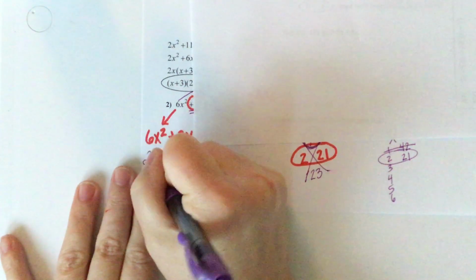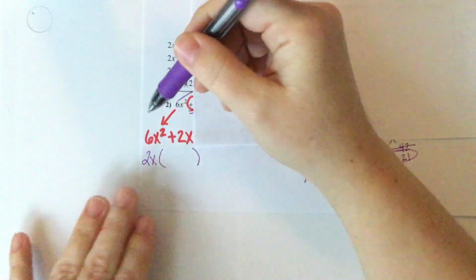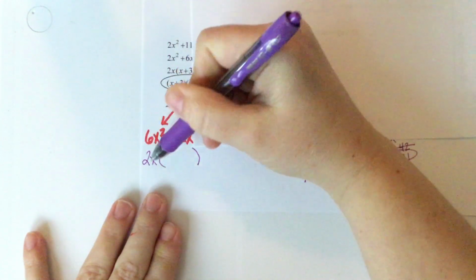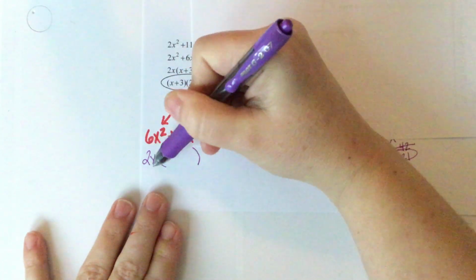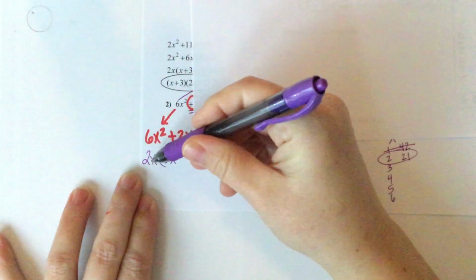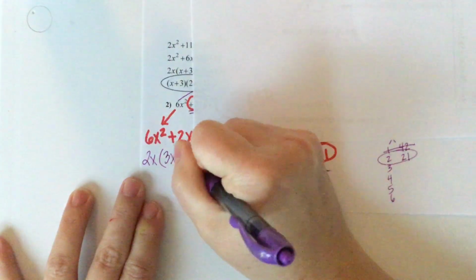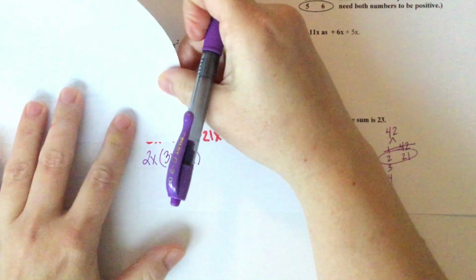2x. Always build your parentheses after you find a GCF and get these two things back. 2x times what is 6x squared? 3x. 2x times what is 2x? A 1. Then you're going to group together the back 2 and take their GCF out.